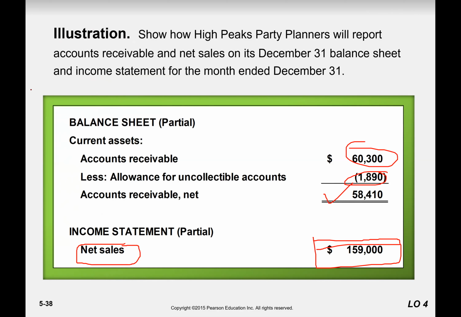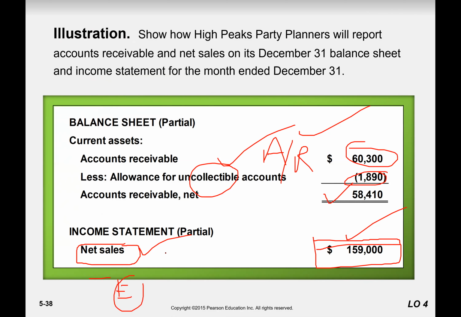Okay. All the procedure is related to accounts receivable and its collectibility. It has nothing to do with sales. Right? So sales remain the same. If it is not collected, that becomes our expense, and then we deduct it from income, but sales are not affected. It has nothing to do with sales. Okay? Good.